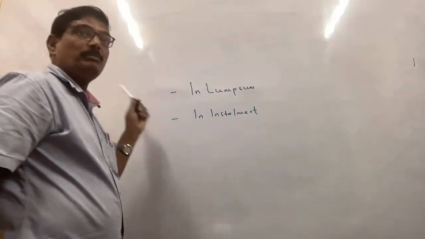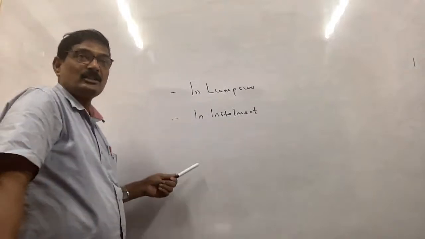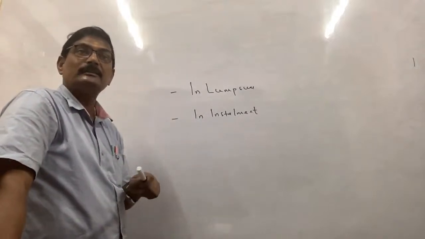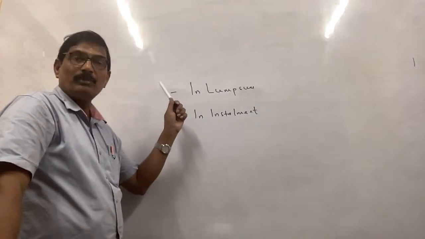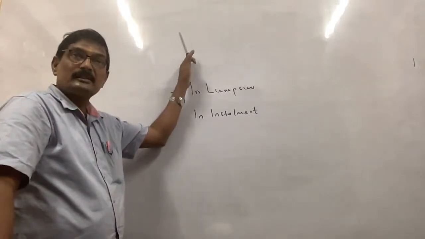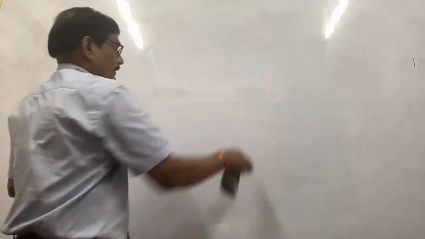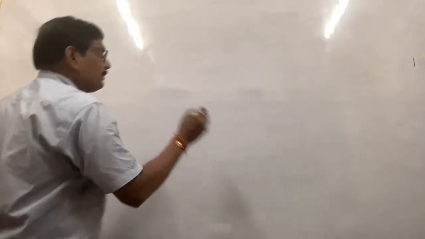So shares can be issued at par, at premium, for cash, for consideration other than cash, in lump sum, or in installments. So let us discuss individually each and every aspect. Now let us start with an example.